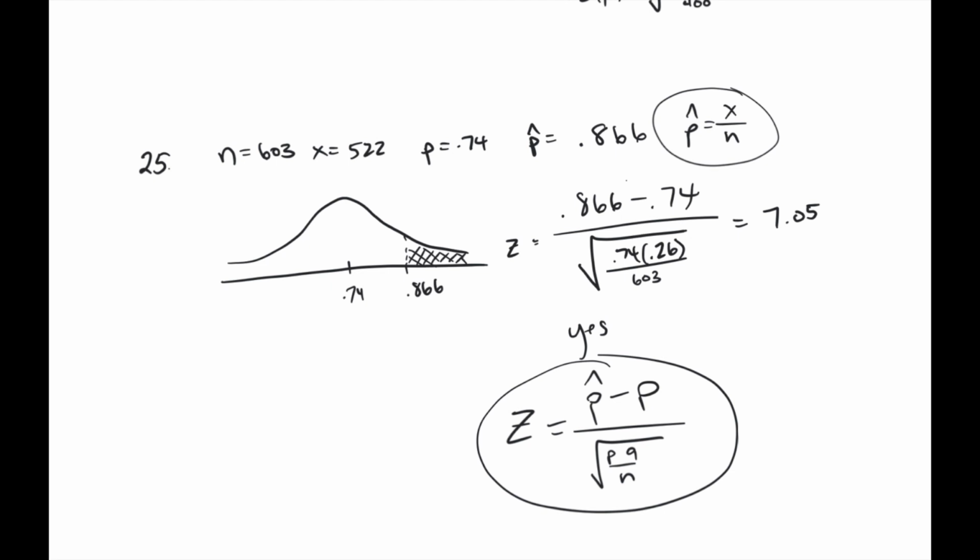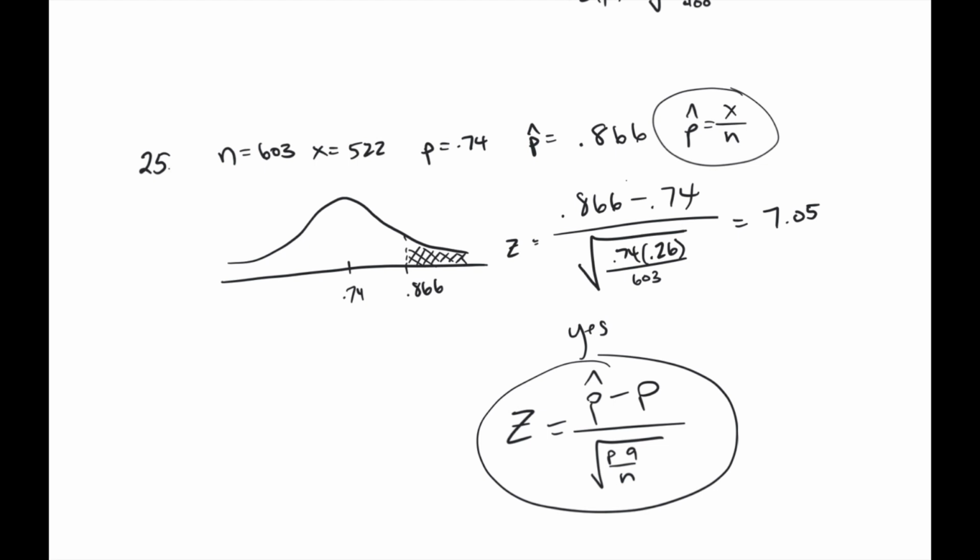So we went ahead and used the z-score for this chapter. This is p hat minus p divided by the standard deviation. So statistic minus parameter divided by the standard deviation formula that we're currently using for categorical data. When I plug all that in, I get 7.05. So in other words, 86.6% is over 7 standard deviations above the mean. We defined a long time ago that over 2 standard deviations away from the mean would indicate unusual observations.